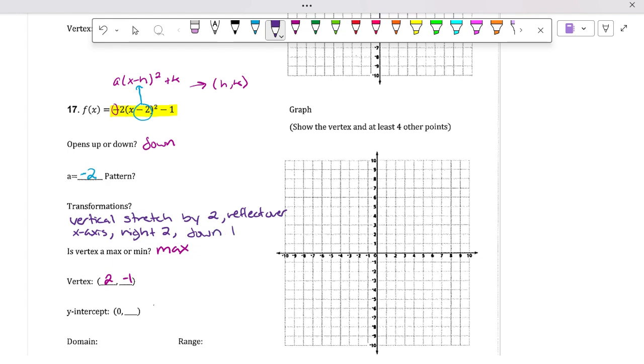Now, what are these transformations going to be made in reference to? So what would my pre-image be? So what would my starting image be? The parent function, good. And what is the parent function of a quadratic? X squared, good.